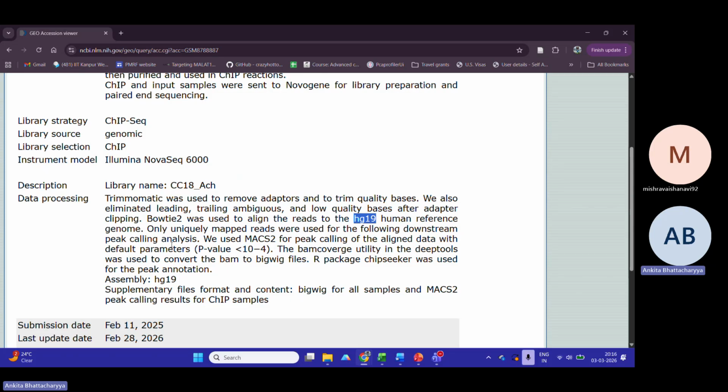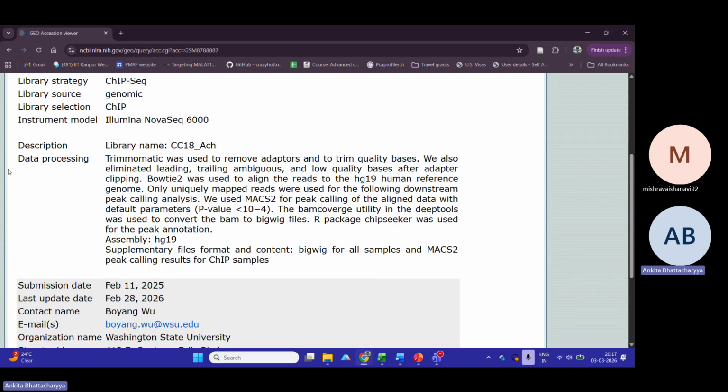And after alignment, unique reads are utilized in the subsequent steps and then used for downstream analysis, which involves peak calling. If you remember, I had mentioned MACS2 for peak calling of the aligned data. And these parameters basically tell you how significant the data is. Again, like I mentioned, the bamCoverage utility in deepTools. deepTools is another software. It converts this BAM file. Again, if you remember, we had talked about SAM file being converted to BAM file, which is more user friendly.